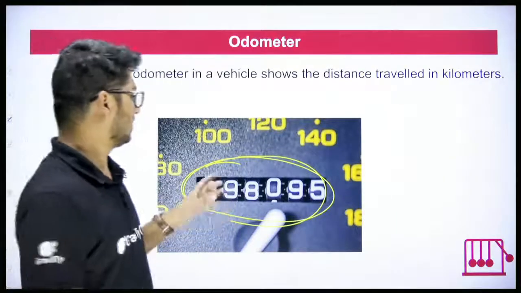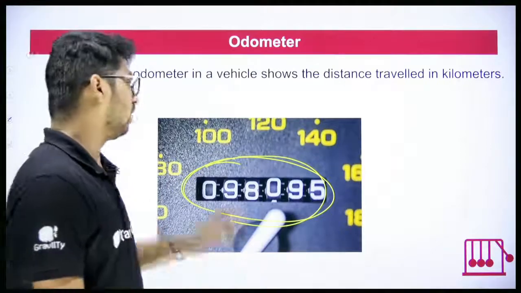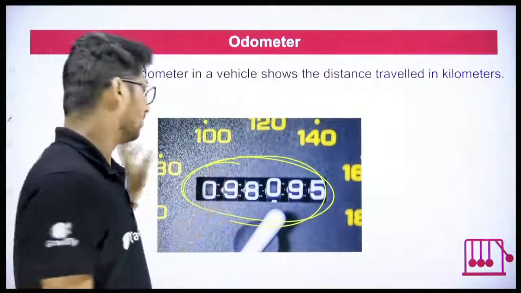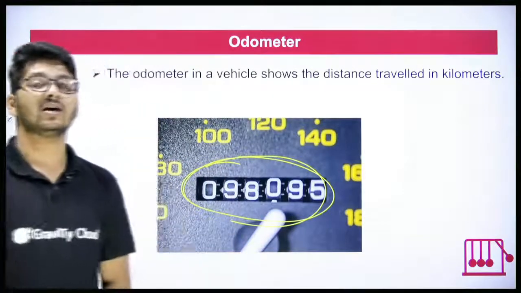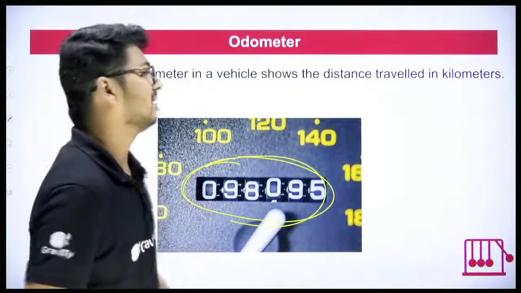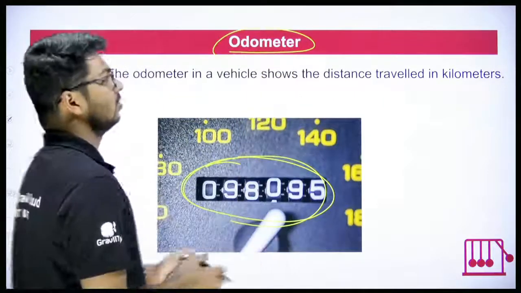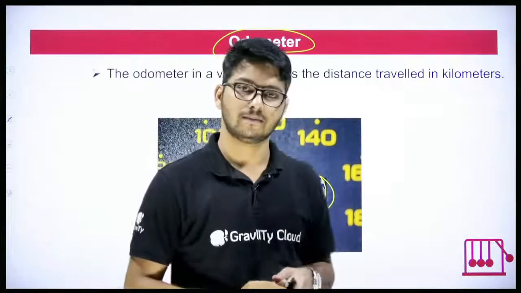So if I look at this, this has traveled 98,095 kilometers. Throughout its lifetime, the vehicle has traveled 98,095 kilometers. And what is that called? It is called the odometer. It shows us the total distance traveled.